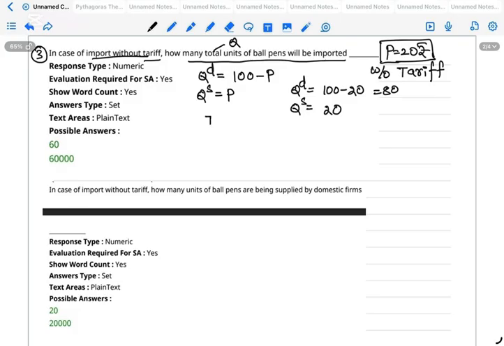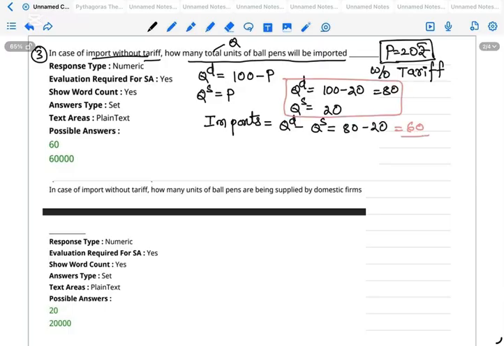So that is imports equals quantity demanded minus quantity supplied. These are the imports of the ball pens without tariff, that is 80 minus 20, 60. The quantity is always in 1000, so you multiply with 1000, and they consider the answer 60,000.